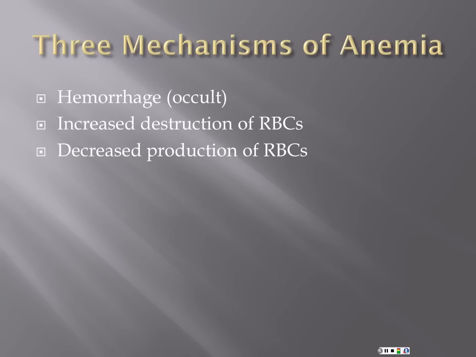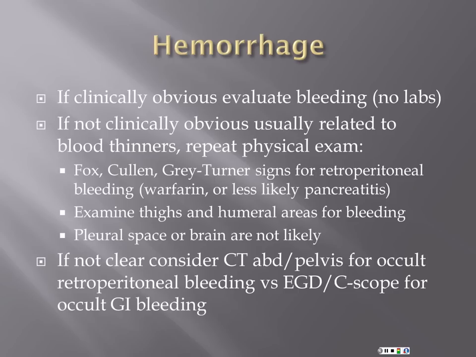So there's three main mechanisms by which people become anemic. There's either hemorrhage or loss of blood cells, there's increased destruction of red blood cells, or there's a decreased production of red blood cells. So if you keep that in mind, you can kind of understand the testing later on.